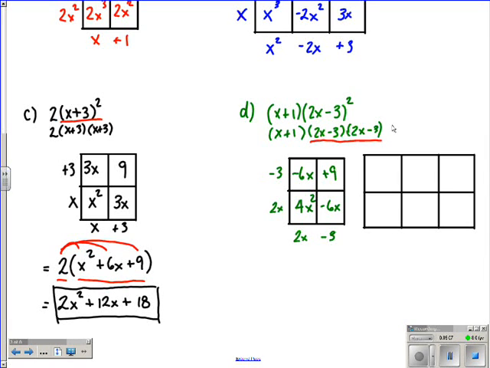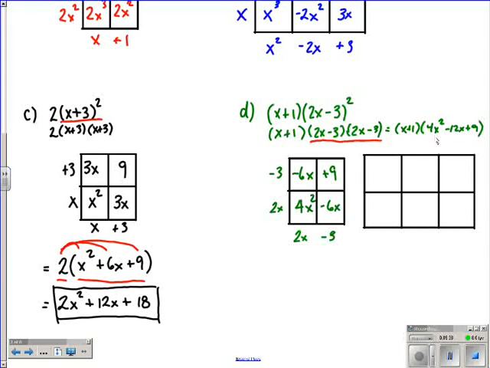So what we're looking at here is we currently have x plus 1. And now we're going to be multiplying it times 4x squared, negative 6x and negative 6x is negative 12x, plus 9. So now we've got binomial times trinomial. So let's set that up here.